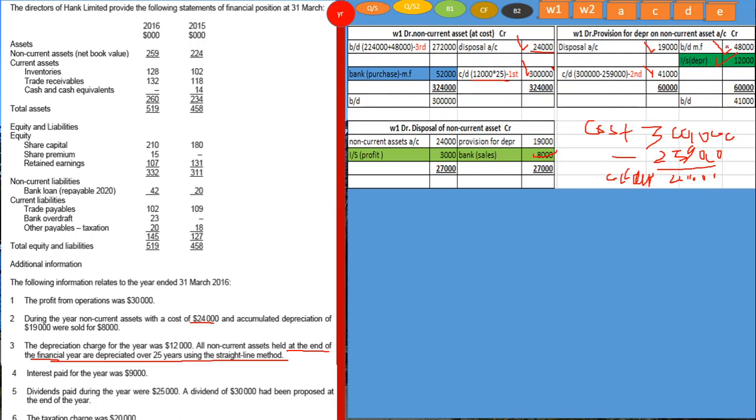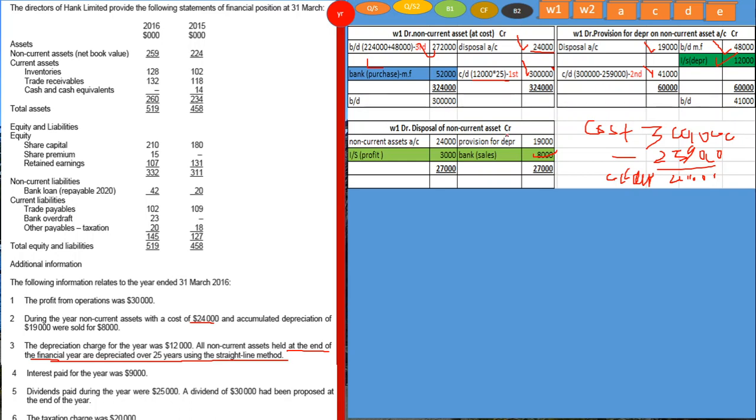Now this 48,000 will be useful to calculate your opening balance of non-current asset at cost. To get your opening balance of non-current asset cost, look at your net book value at the beginning of the year. That's 224,000, plus 48,000 you added, you get 272,000, as we are adding back the accumulated depreciation. So this comes here. Then you add this total up, it comes to 324,000, subtract 272,000, you get 52,000 as the purchase. This is the missing figure. So these two are done.